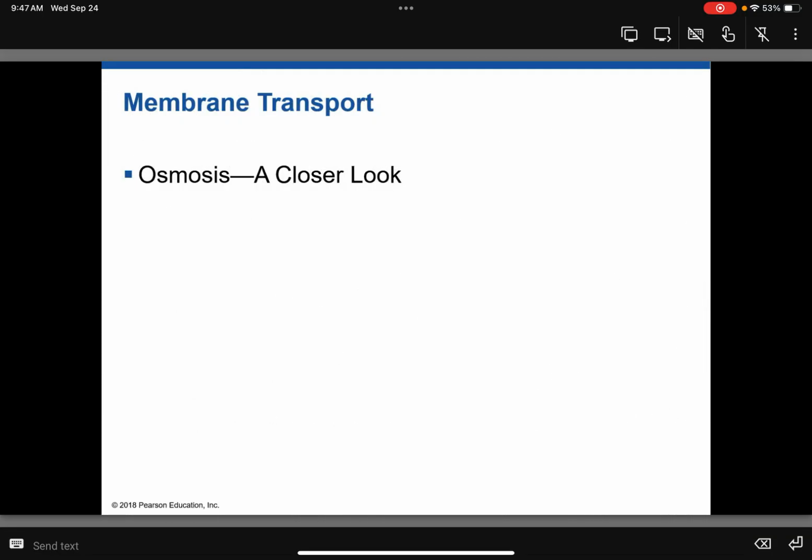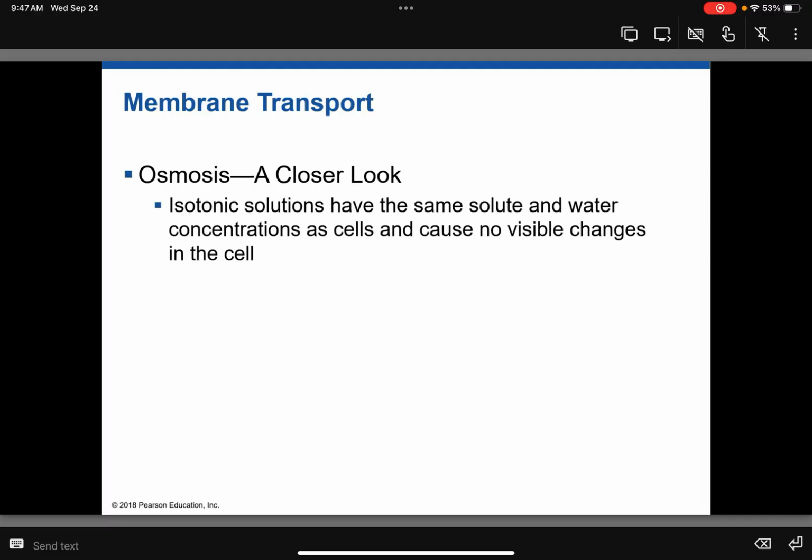So osmosis is going to be dependent on the type of solution that is present in your body. And so we have isotonic, hypertonic, and hypotonic solutions that can exist in your body. And that has to do with the ratio of the solvents to the solute. So something that is isotonic has the same solute and water concentrations inside a cell and outside of a cell.